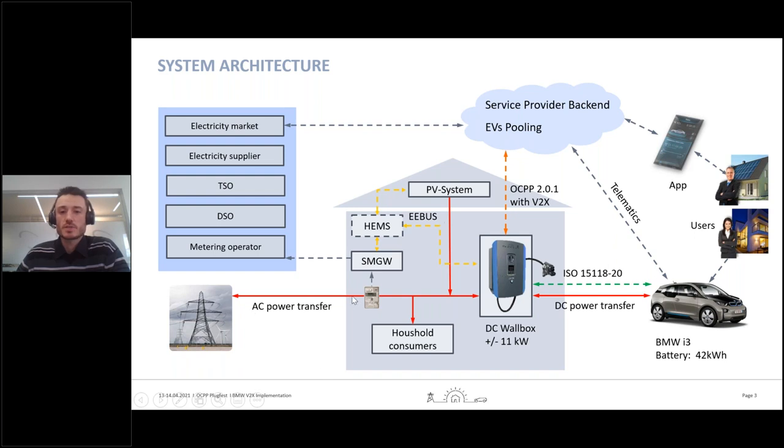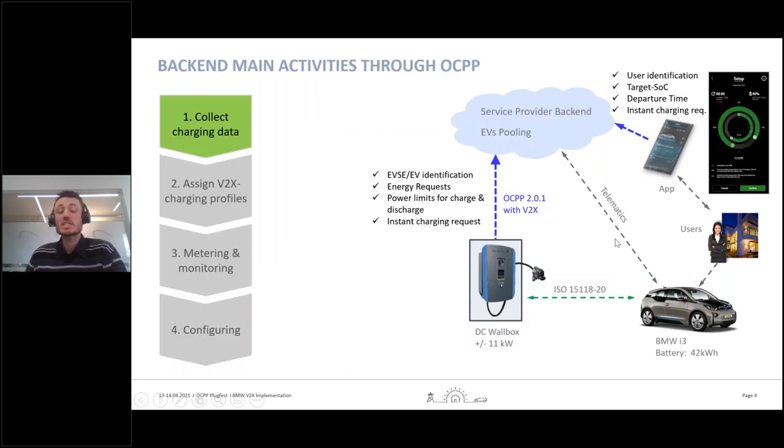On the AC side of the wall box, it is connected for private households to PV system, to household consumers, to a smart meter at the grid connection point. There is also a smart meter gateway and optionally a home energy management system that communicate with the EEBUS communication. So in this part, I will show you what are the main activities of our backend through the OCPP communication with the V2X.